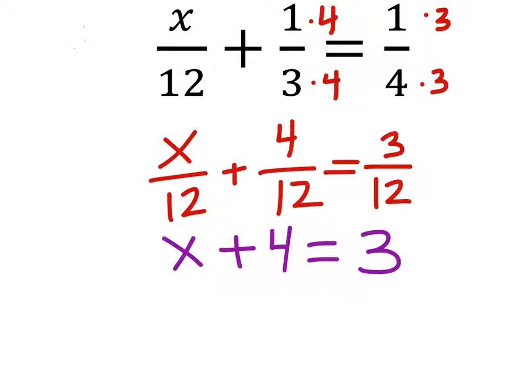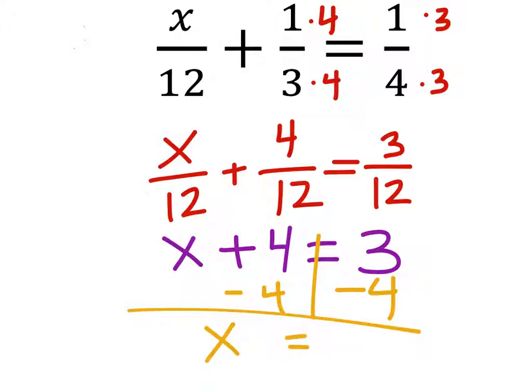This equation in purple no longer has denominators, which, well, we kind of hate because it's a fraction, right? So let's go ahead and subtract 4 from both sides so that we can get that x all by itself, meaning that we would just have x equals something. 3 minus 4 is negative 1. Bam, there we go.